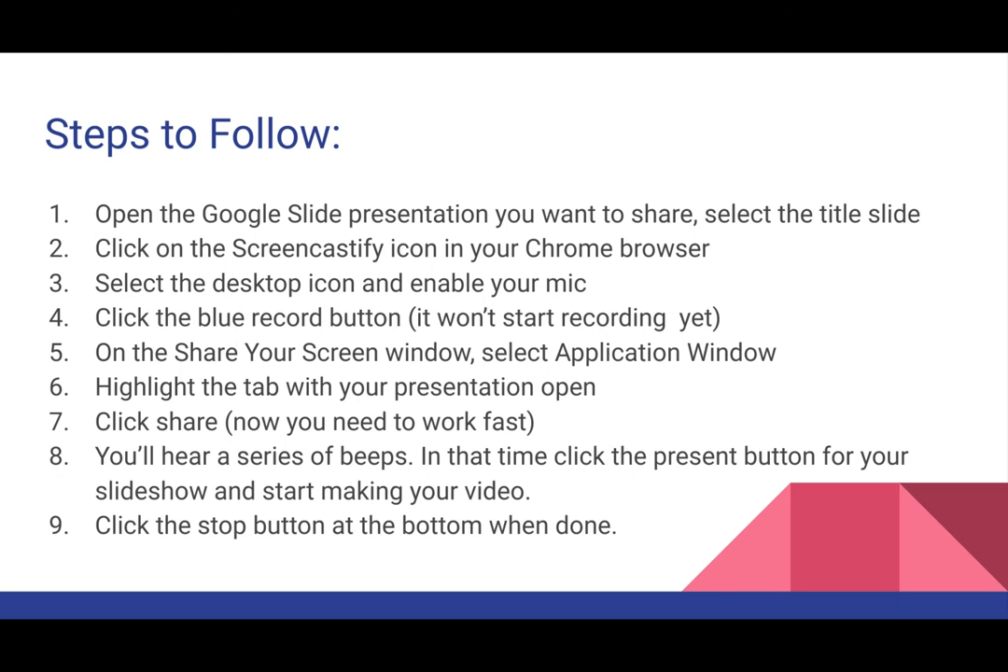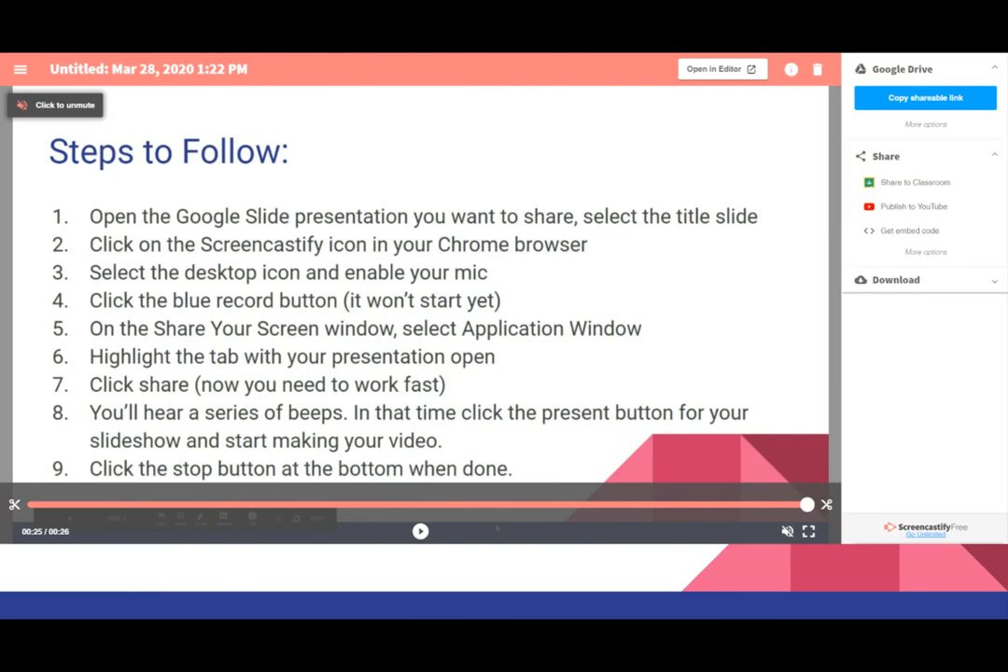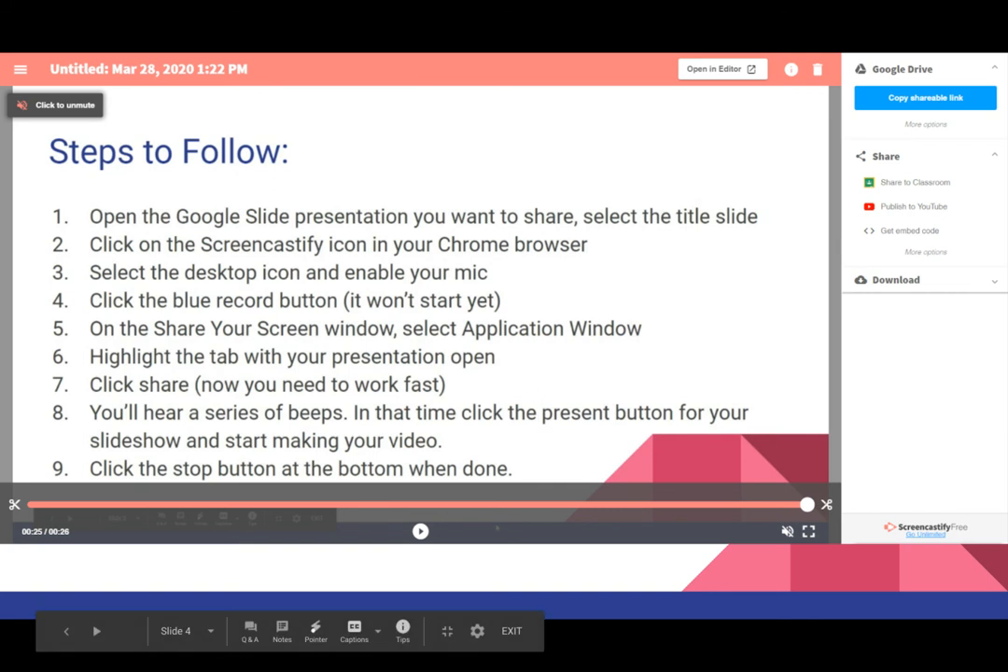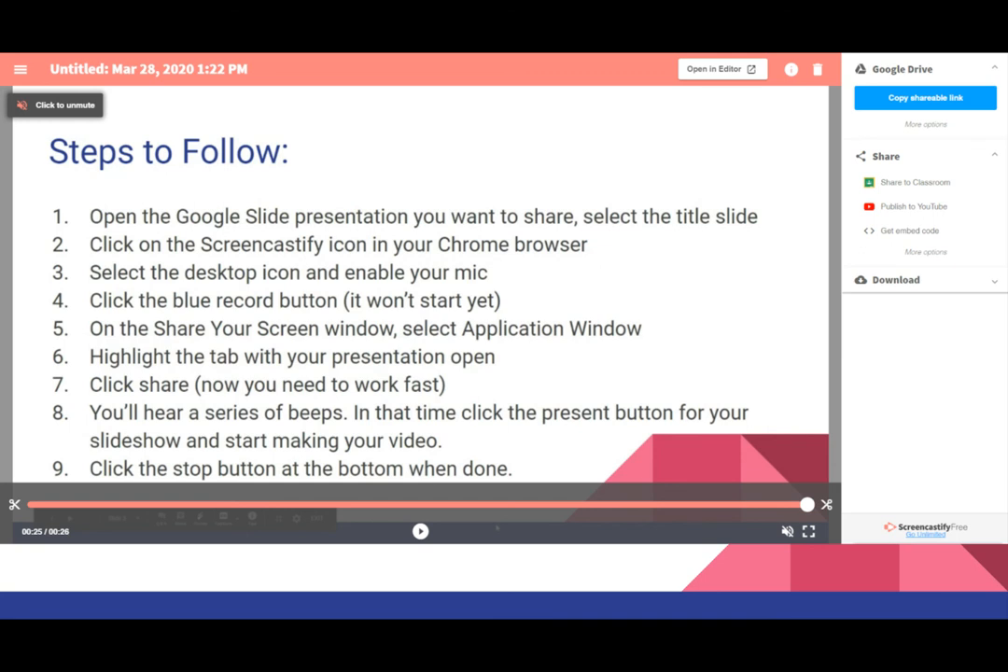Once you click stop, your video will process and automatically upload to your Google Drive and will bring you to a window that looks like this. From here, you can change the title in the upper left corner to something that's more recognizable. Or you can use the menu bar on the right where you can copy the shareable link to email out to people, or you have options to share directly to Classroom or YouTube, or if you want, download the video and email it out directly.